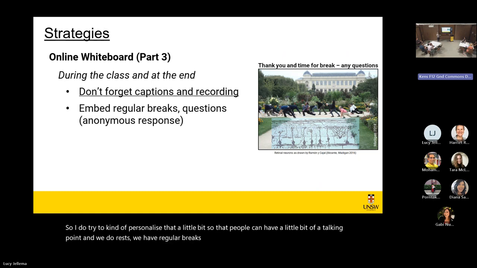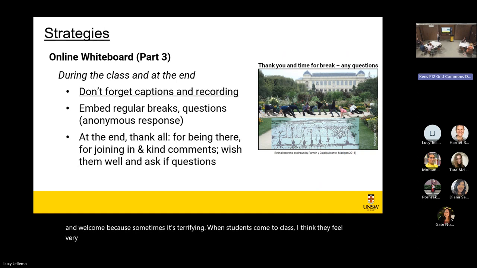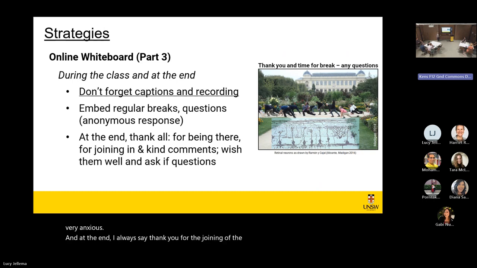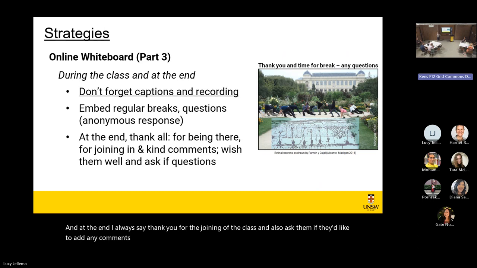During breaks, if we're in class, sometimes I'll just go around and have a little chat to people. You know, it's to try and make everyone feel comfortable and welcome, because sometimes it's terrifying when students come to class. I think they feel very anxious. And at the end, I always say thank you for joining the class, and also ask them if they'd like to add any comments or include things in Moodle.